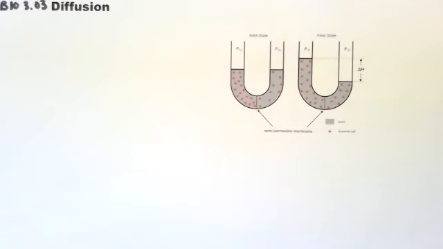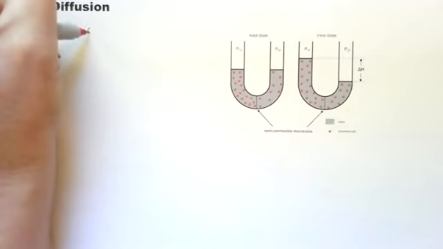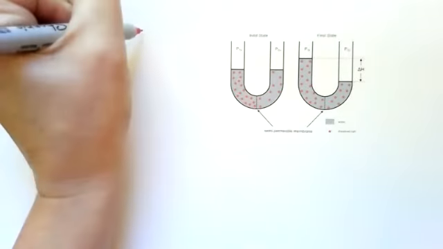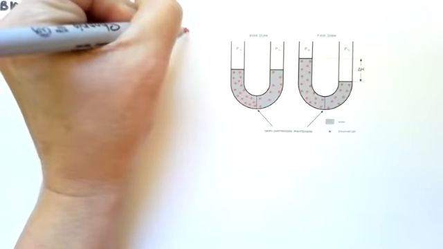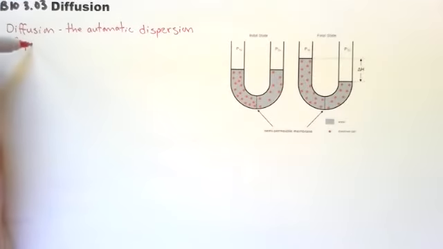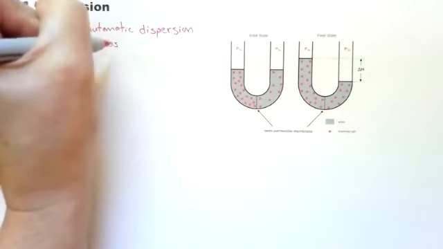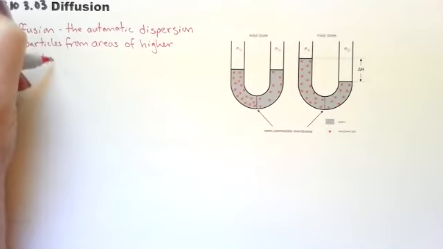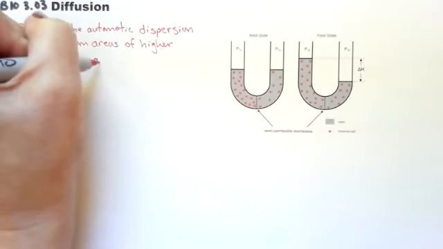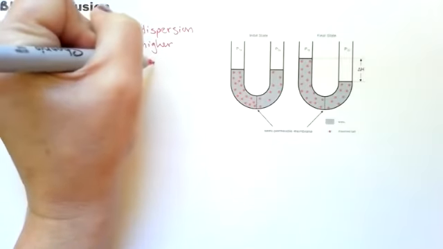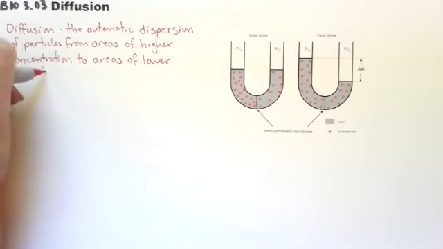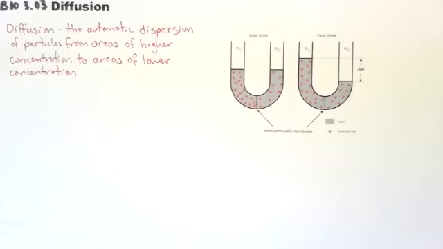So, diffusion is the automatic dispersion of particles from areas of higher concentration to areas of lower concentration. And we have to talk about what the word concentration means as well.